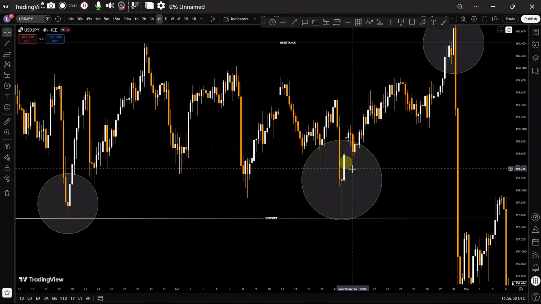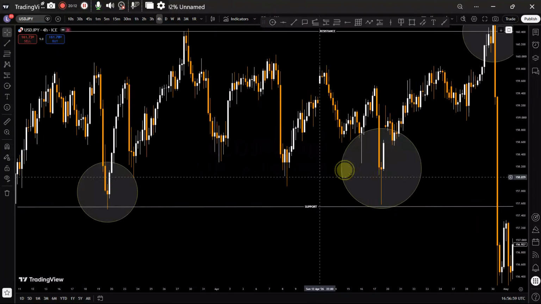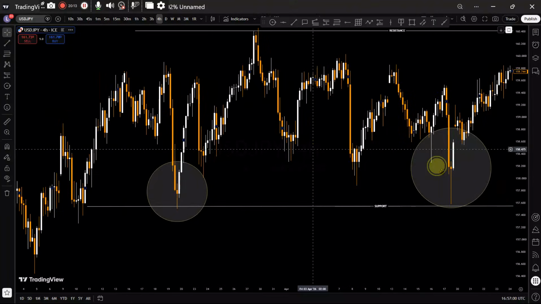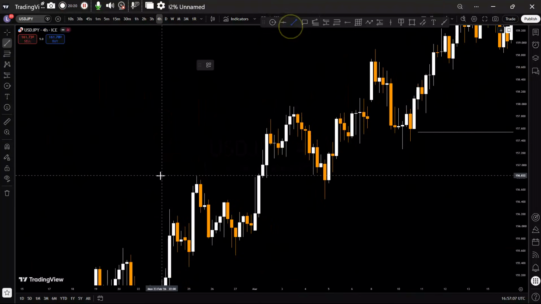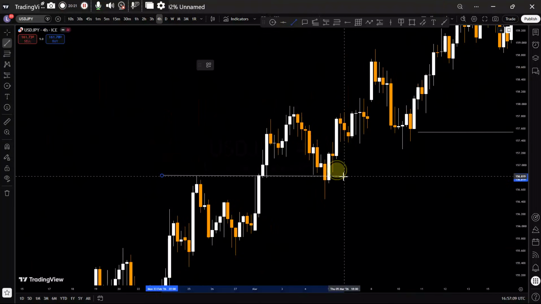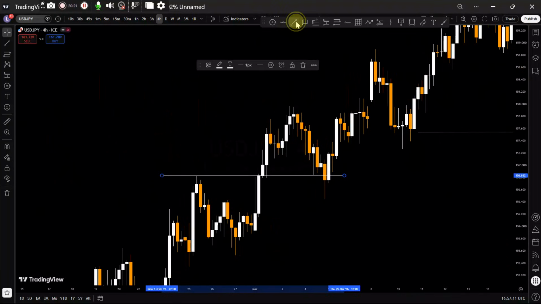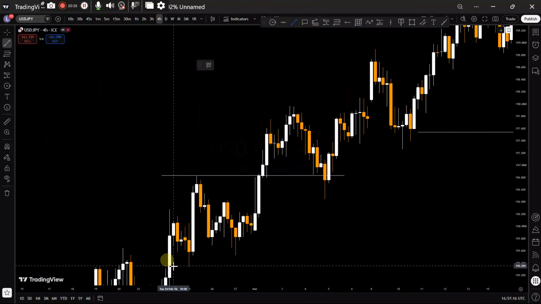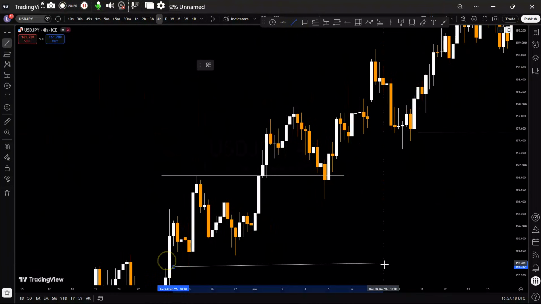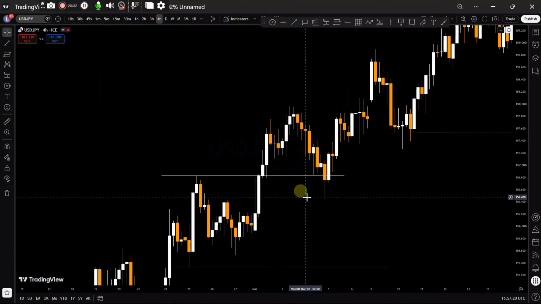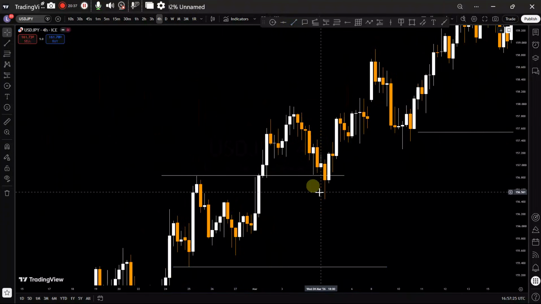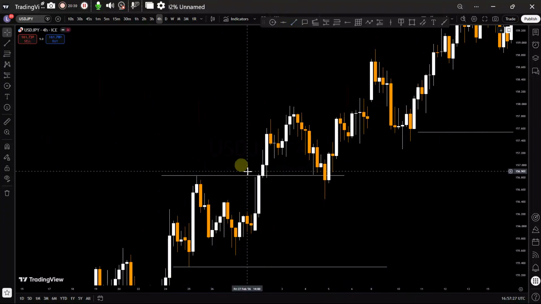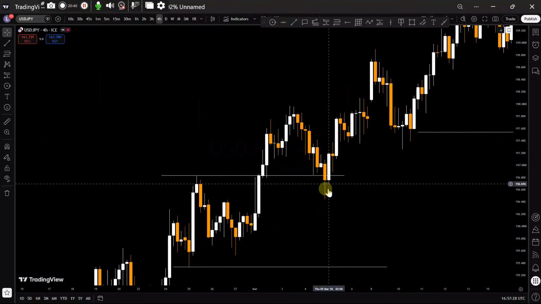So the next one, you can also use break of market structure. That is when you are in a trend. When you say a trending market, break of market structure, I can mark here as my resistance zone, and also mark here as my support zone. Once the market breaks above my resistance, I can enter the market. I'm waiting for it to come back to retest this point.